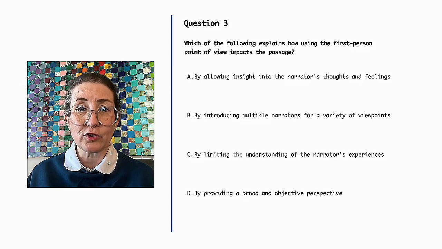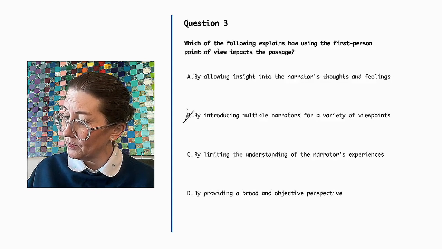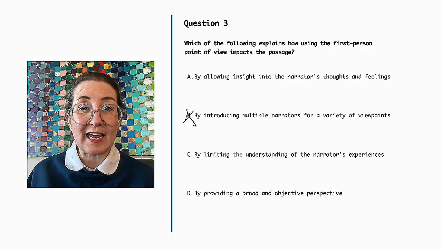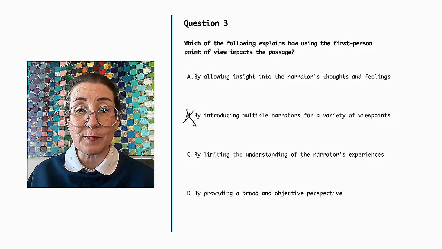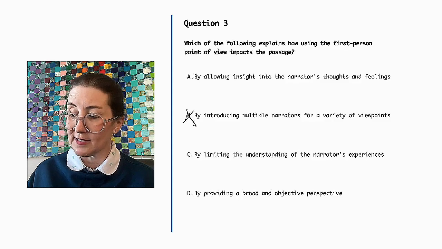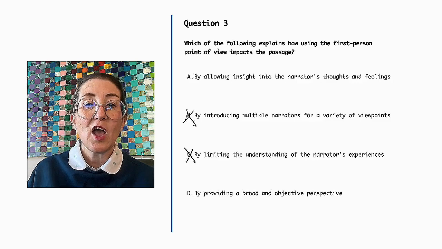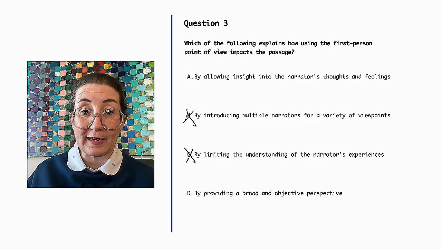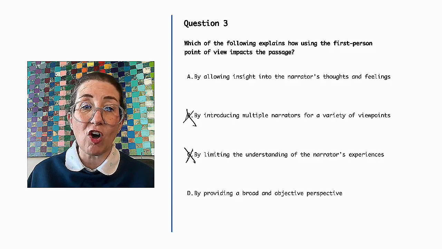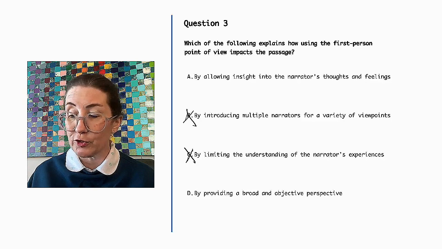Introducing multiple narrators for a variety of viewpoints would involve shifting between different perspectives, which does not happen here, making this option incorrect. Limiting the understanding of the narrator's experience is not accurate either, because the first-person perspective actually deepens the reader's understanding of the narrator's personal experiences. Providing a broad and objective perspective suggests a more detached and all-encompassing view, which is typical of third-person narration, not first-person.